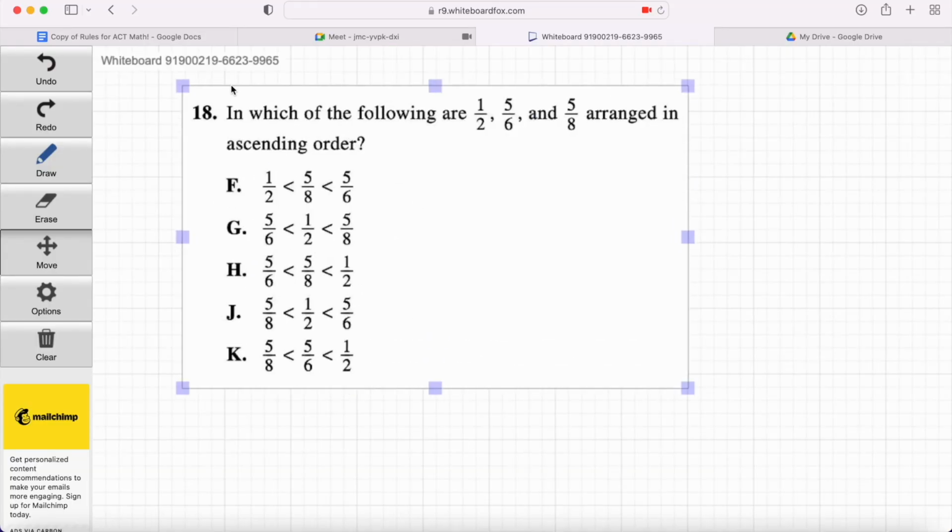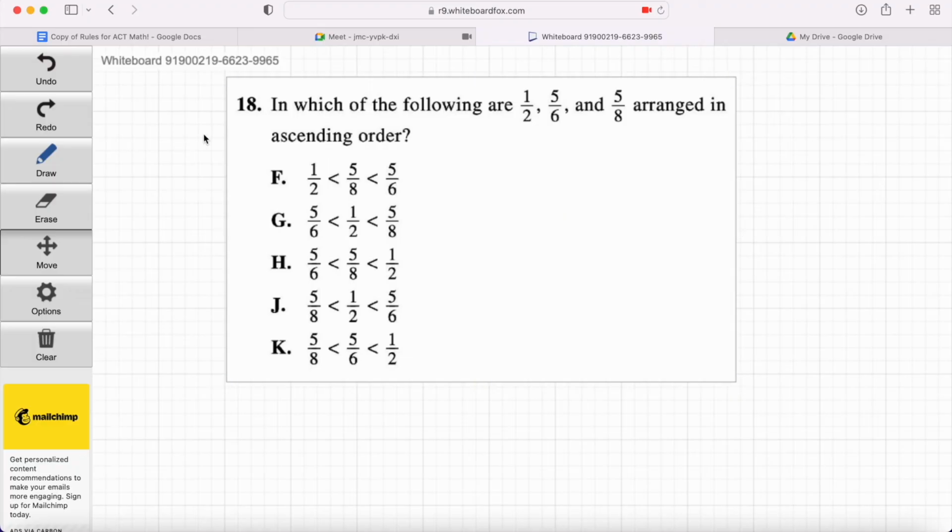All right, read question number 18 for me, please. In which of the following are 1/2, 5/6, and 5/8 arranged in ascending order? Ascending order. Let's talk about that term first. What does ascending mean here? Going up. So you're starting small and getting bigger. That's ascending order. Descending order would be you start with the biggest values and then they get smaller. So you have to know that definition, but that's not too bad, is it?